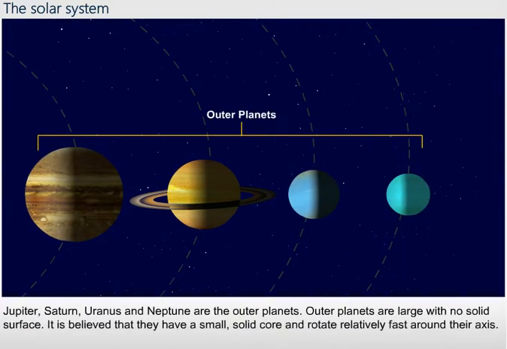Jupiter, Saturn, Uranus and Neptune are the outer planets. Outer planets are large, with no solid surface. It is believed that they have a small, solid core and rotate relatively fast around their axis.